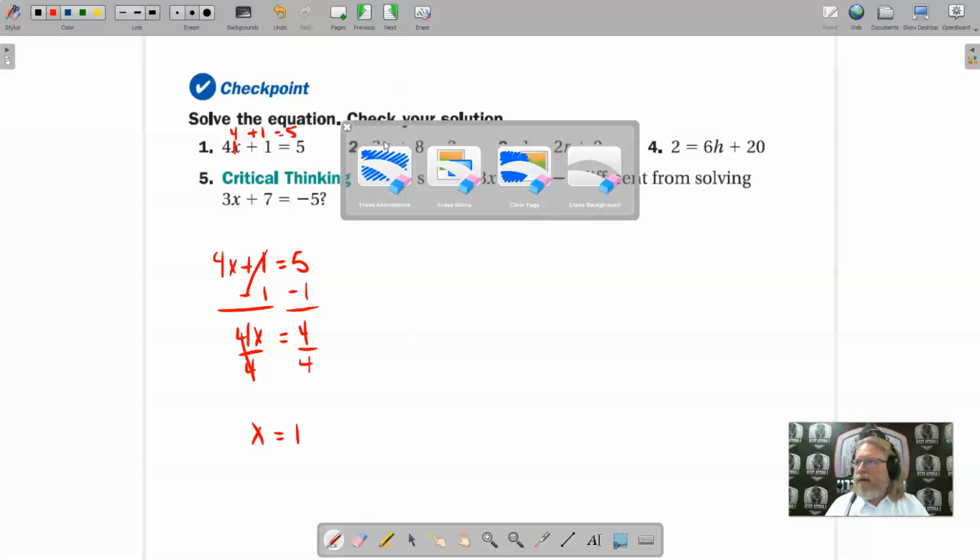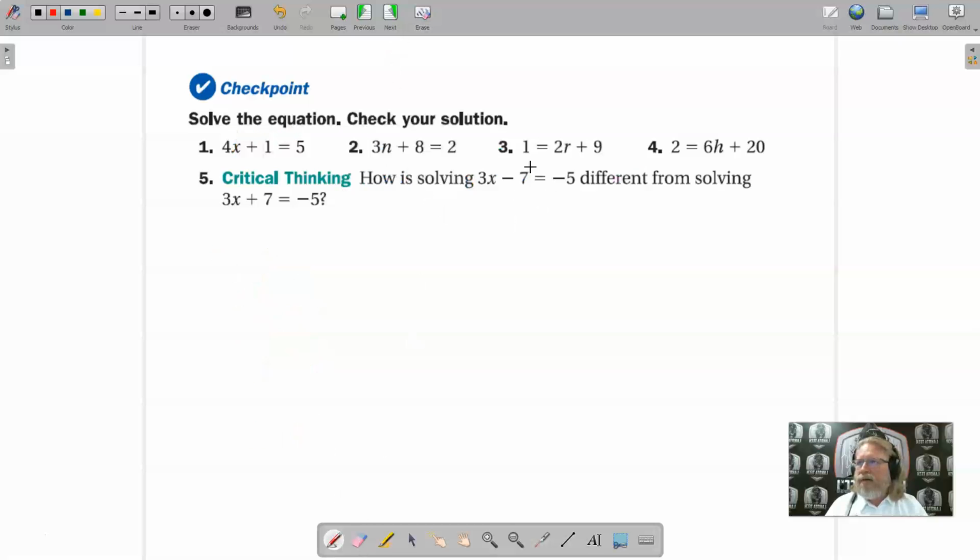Let's go ahead and pick another one here. Let's do maybe problem number 3. 1 equals 2r plus 9. So before we can deal with the multiplication between the 2 and the r, we have to first deal with this plus 9. So it is addition.